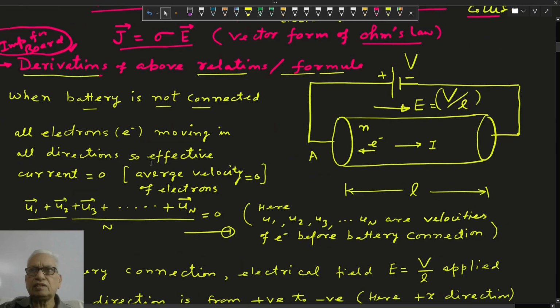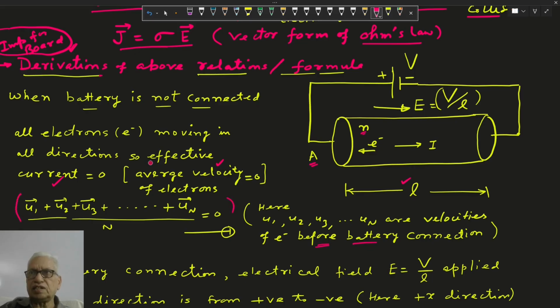Let us start. Here this is the arrangement. This is a conductor of area of cross section A and length L. Here n is the number of electrons per unit volume, the number density of electrons. If the battery is not connected, the average velocity of electrons in all directions is zero, so we are getting no current. Here u1, u2 and so on are the velocities of electrons before battery connection, so the average velocity here is 0, given by equation 1.